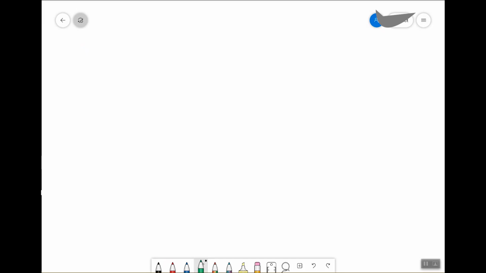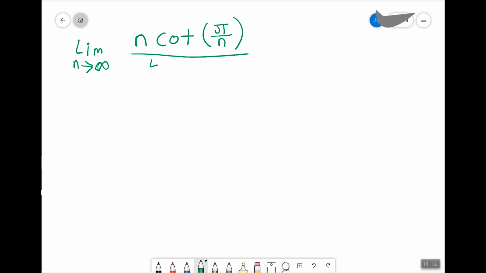So what we'd like to do is to evaluate the limit as n goes to infinity of n cotangent of pi over n, over 4n minus 2 squared. Before we find the limit, let's try to rewrite this equation.